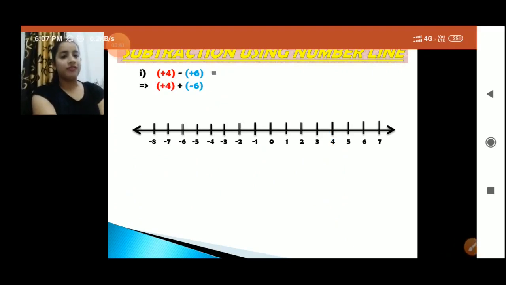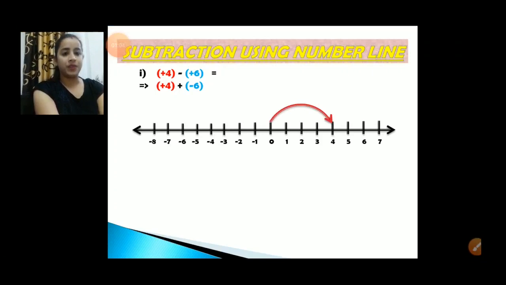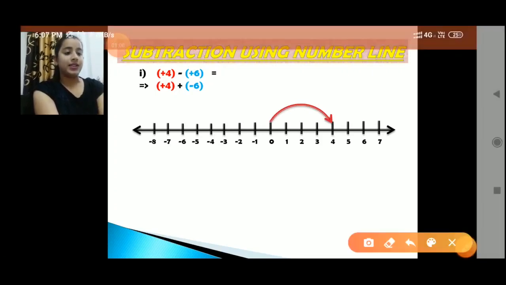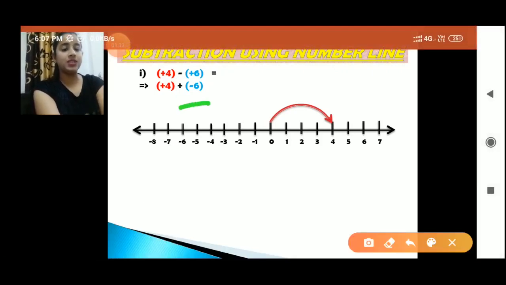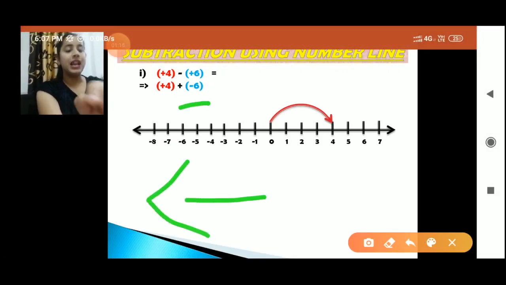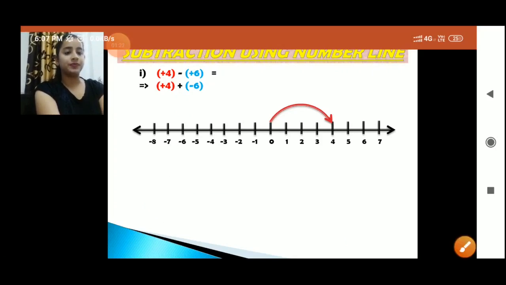Now the rule of subtraction is the same as that of addition. So first is plus 4. It means we have to move to the right side of 0. Now again it is minus 6. So let me make you all remember that if it is minus, we have to move to the left side. So we will jump 6 times to the left side.